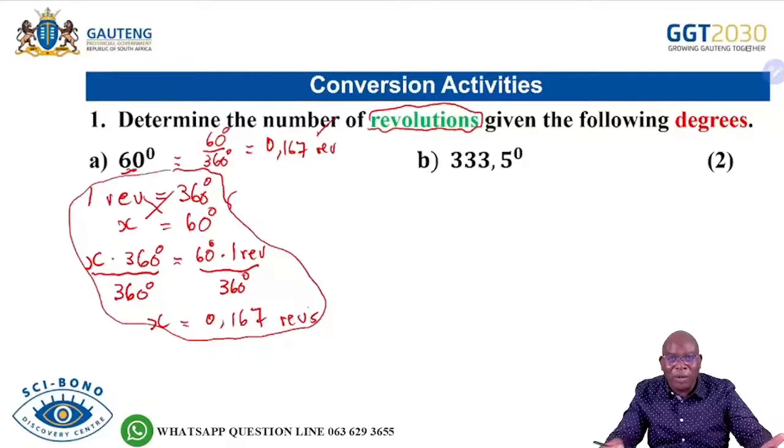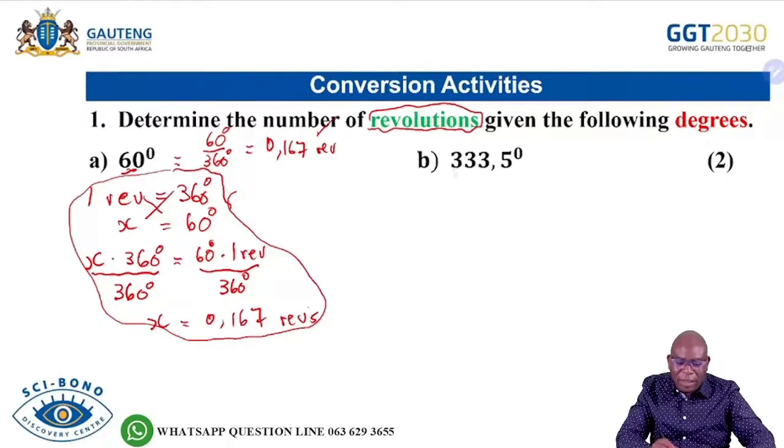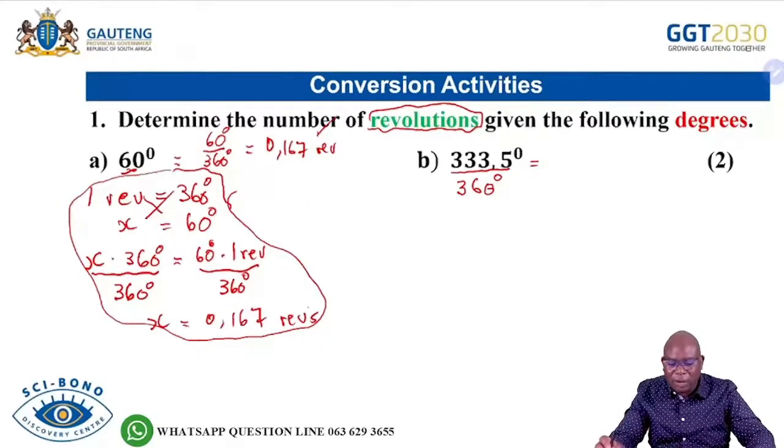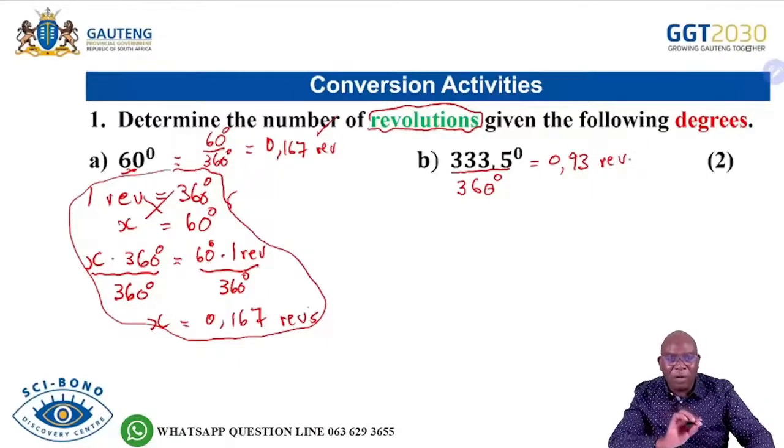So the next one is going to be easy now. We're not going to go through all this working out. We can just take the degrees that has been given and we divide this by 360 degrees, and the answer there, if I take my calculator and say 333.5 divide that by 360, then what am I going to get? Then I'm going to get 0.93 revolutions. So if I'm talking revolutions, I'll just have 0.93 revolutions.